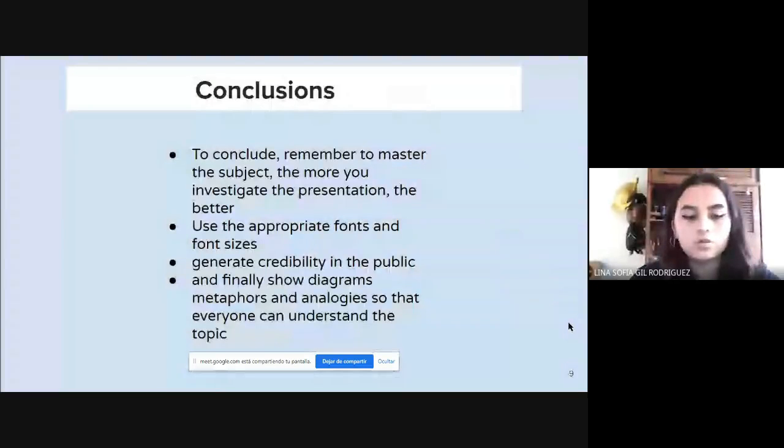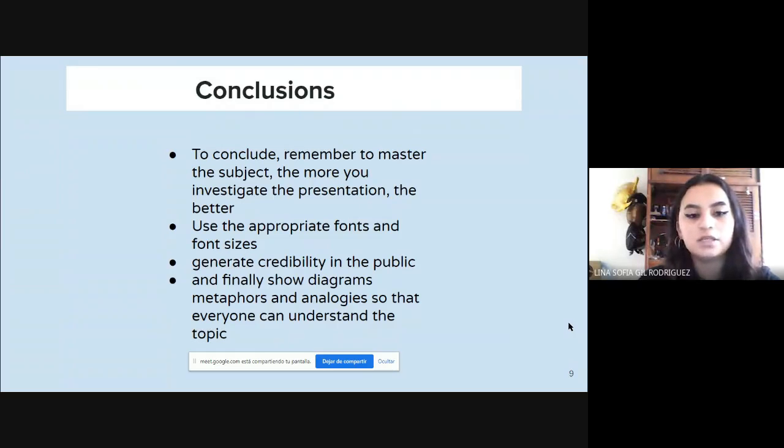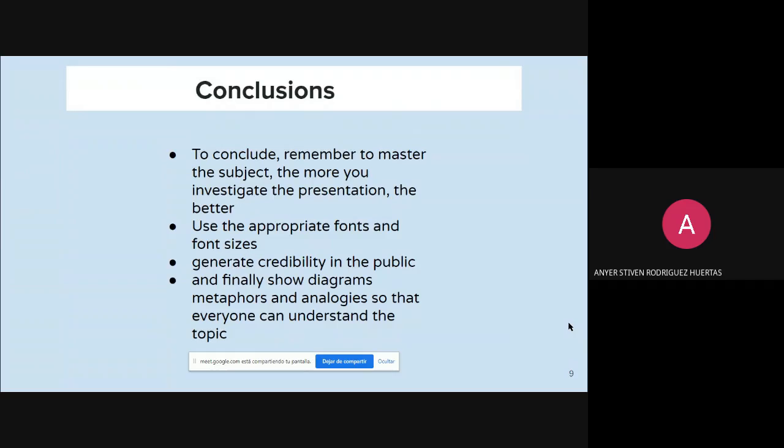To conclude, we are going to give you some conclusions. First, remember to master the subject. The more you investigate the presentation topic, the better. Next, use the appropriate fonts and font size. Third, generate credibility in the public. And four, finally, show diagrams, metaphors, and analogies so that everyone can understand the topic.